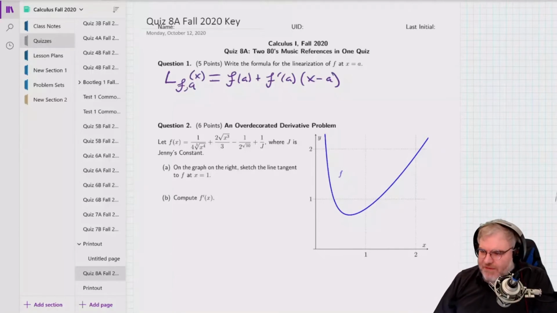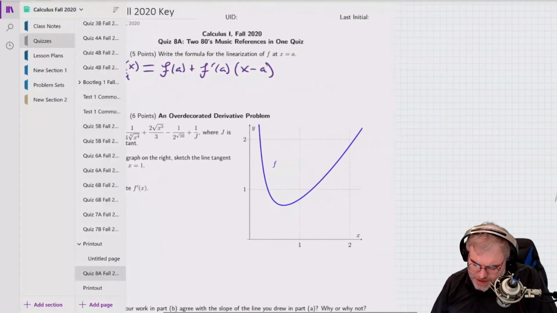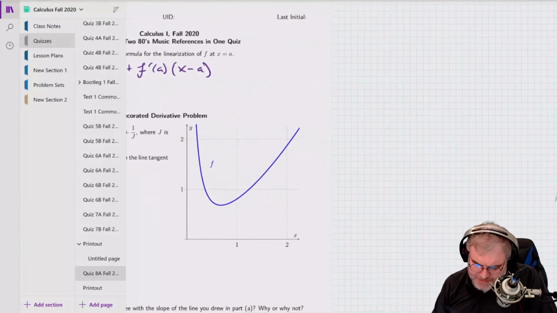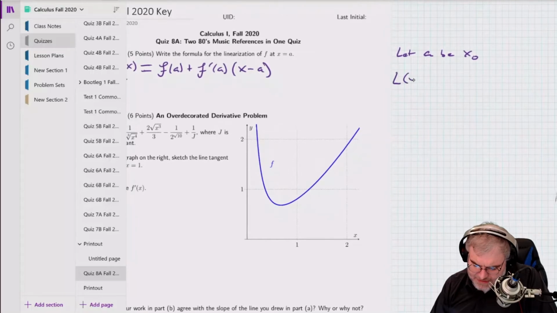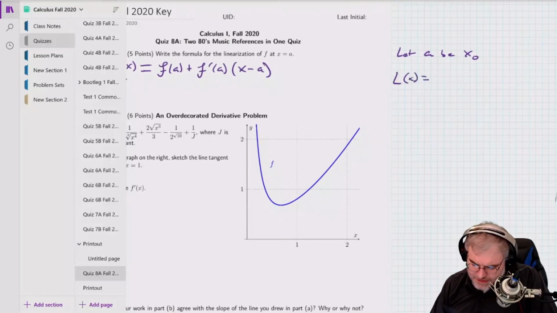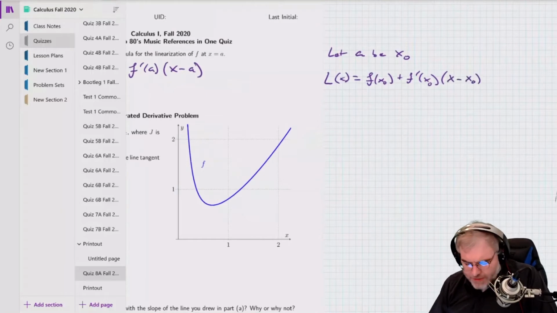Okay, well, let's look at this definition for a moment. Let's just look at it. So if we let A be X naught, then we get that L of X equals F of X naught plus F prime of X naught times X minus X naught. All right, well, we've done that.